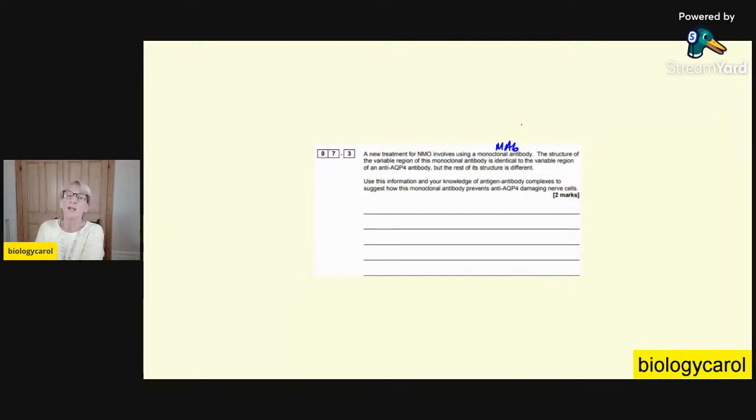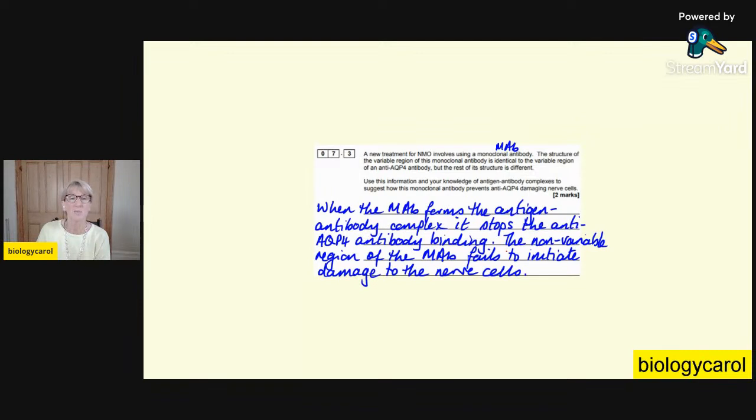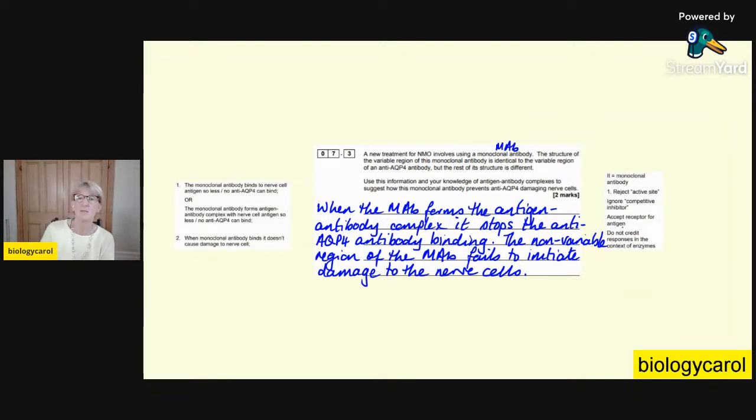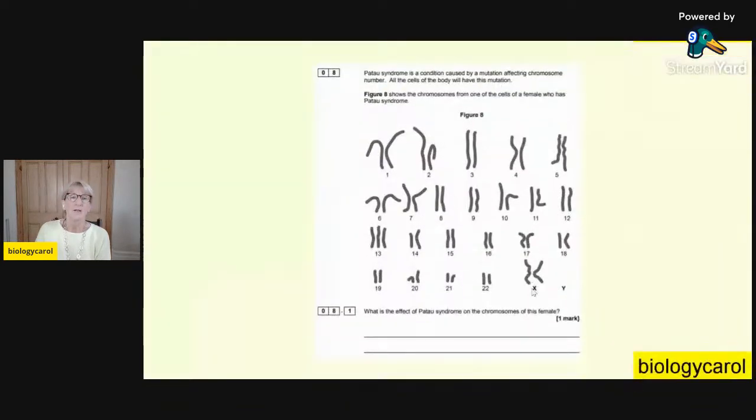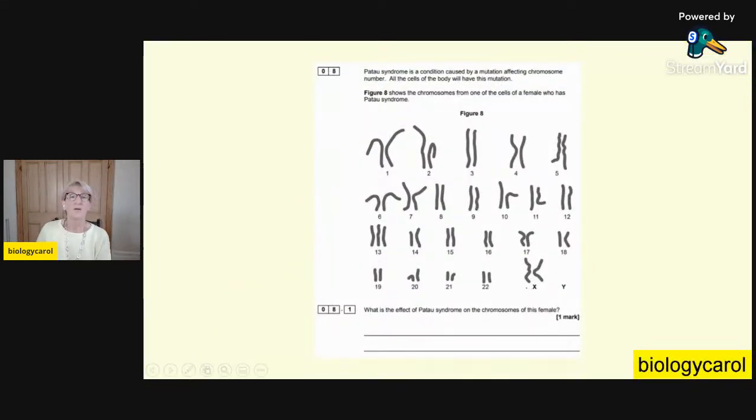So, oh, and I gave the examiner this abbreviation for monoclonal antibodies. So it stops the other antibody binding. The non-variable region of the monoclonal antibody fails to initiate damage to the nerve cells. So that's what I wrote. Here's the mark scheme. Here's the examiner's comments, and I got mark point 1 and mark point 2.